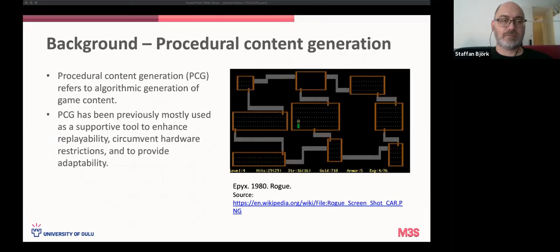First, some background. Procedural content generation, or PCG from here on, refers to algorithmic creation of game content and has been around for quite some time. As you can see from the image, the game Rogue from the 1980s is one of the most famous examples of games using PCG. However, historically PCG has been mostly used in a supportive design role to enhance replayability, circumvent hardware restrictions, and to provide adaptability to game content.